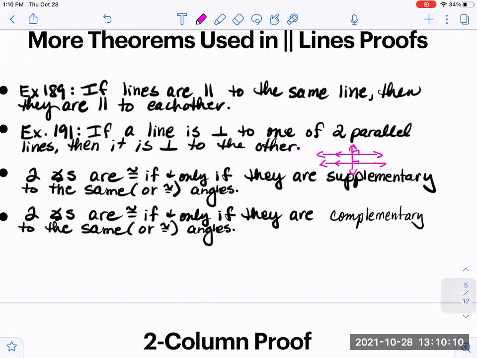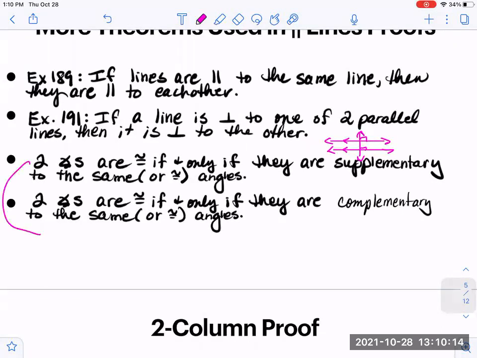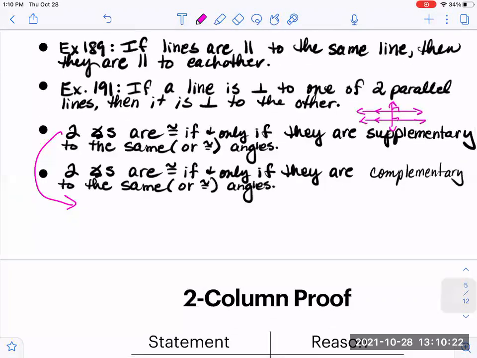Okay, now two more that we really haven't talked about, but do make a lot of sense. This one says two angles are congruent if and only if they are supplementary to the same or congruent angles. So let me just draw you a picture of what that means. If I tell you that angle 1 is congruent to angle 2, and I know that angle 1 is supplementary to angle 3, then angle 2 must also be supplementary to angle 3. Doesn't that make sense? And that works the same with complementary angles as well. If I have two angles complementary to the same angle, then they're congruent to each other. Okay, and vice versa.